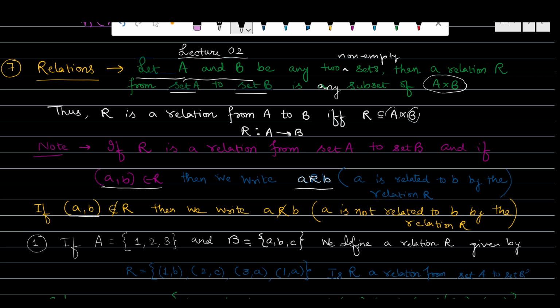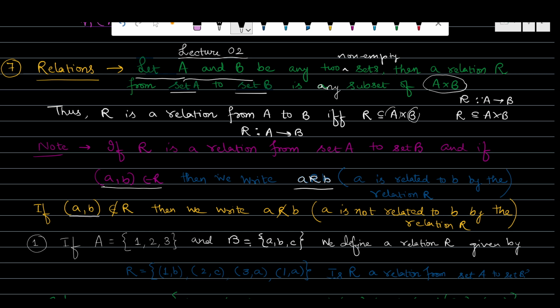Similarly, any subset from B to A is said to be a relation from B to A, means any subset of B cross A is said to be a relation from B to A. But here we will be discussing the relation from A to B, means R is a subset of A cross B. Thus R is a relation from A to B if and only if R is a subset of A cross B.